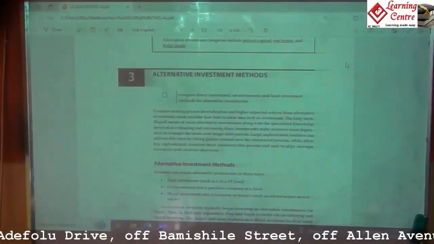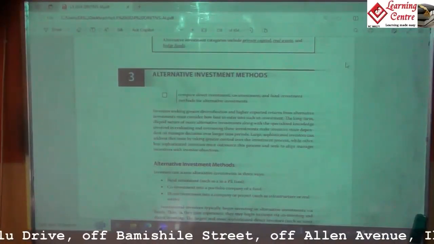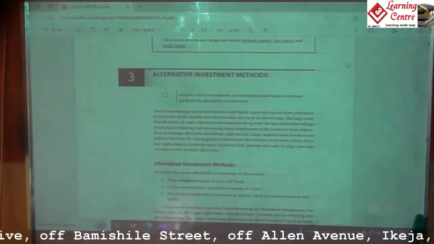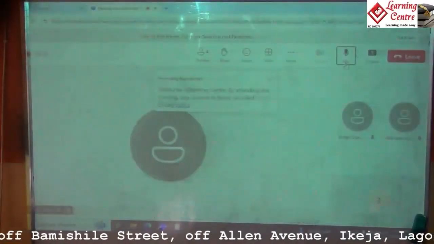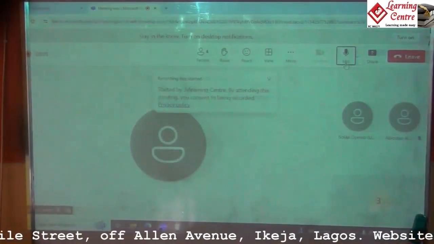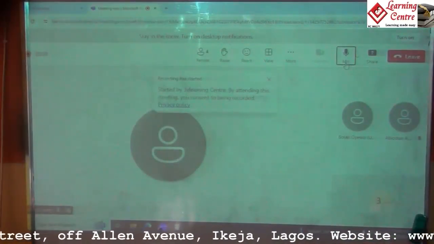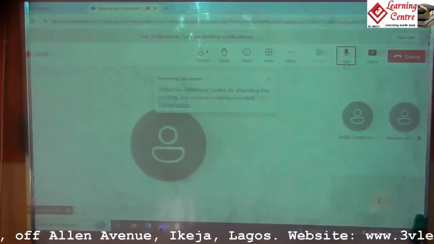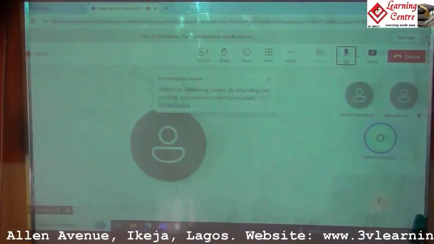So what else? Disadvantages of co-investing. There is reduced control. It may be subject to adverse selection.